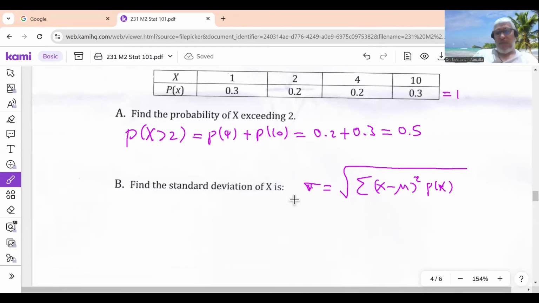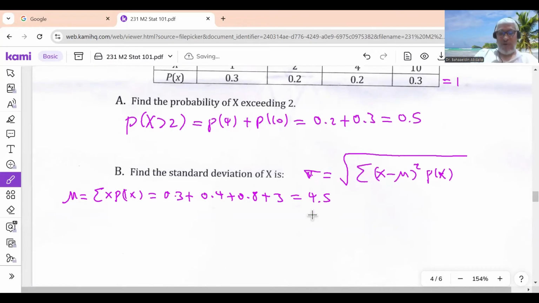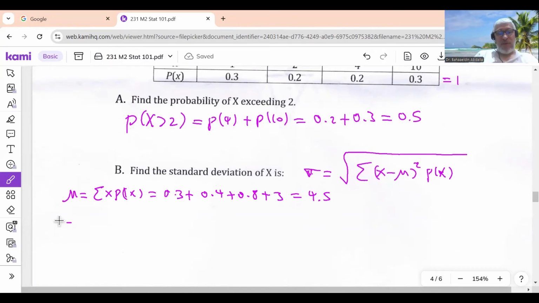The other way is to find this one. So I have x, I need to find the mu first. So the definition of mu is the summation of x times its probability. So I multiply 1 times 0.3 plus 2 times 0.2 plus 4 times 0.2, so multiply x by its probability, plus 10 times 0.3, and you add all of them. So mu is 4.5.